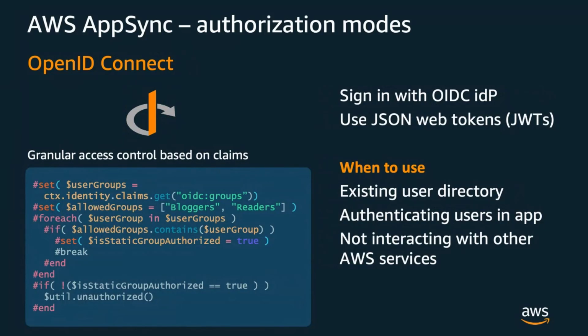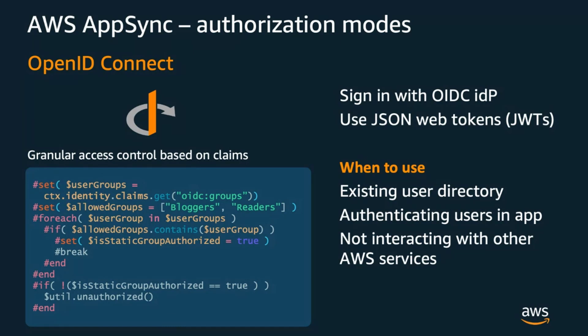You can also use OpenID Connect authorization mode, still a JSON web token provided by an OIDC identity provider. You can perform granular access control based on claims. So at the resolver layer, you can inspect claims, inspect the groups containing claims, and again, if the user is part either of the bloggers group or the readers group, then the user is authorized, otherwise it's not authorized. So I can perform granular access at the resolver layer.